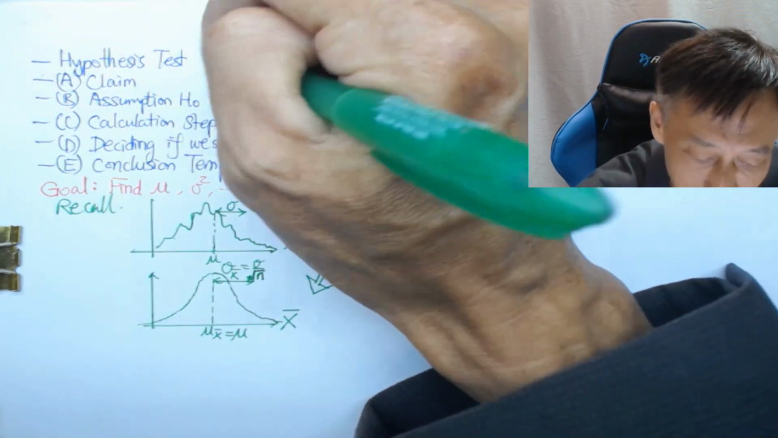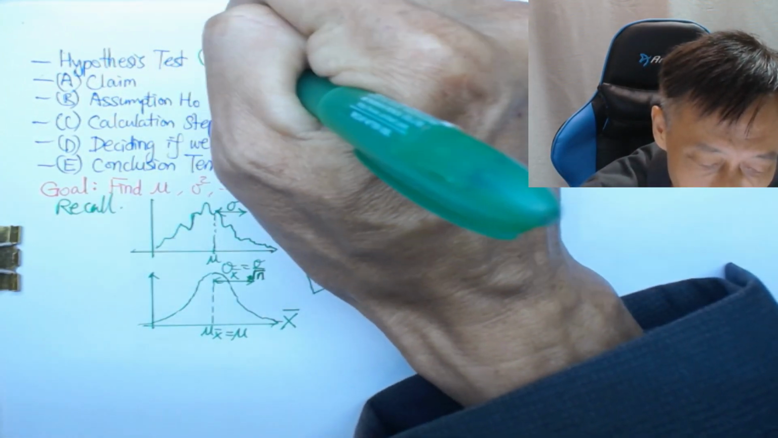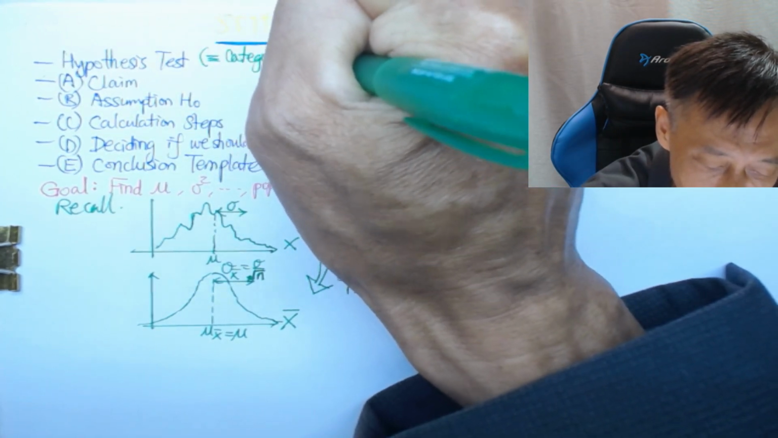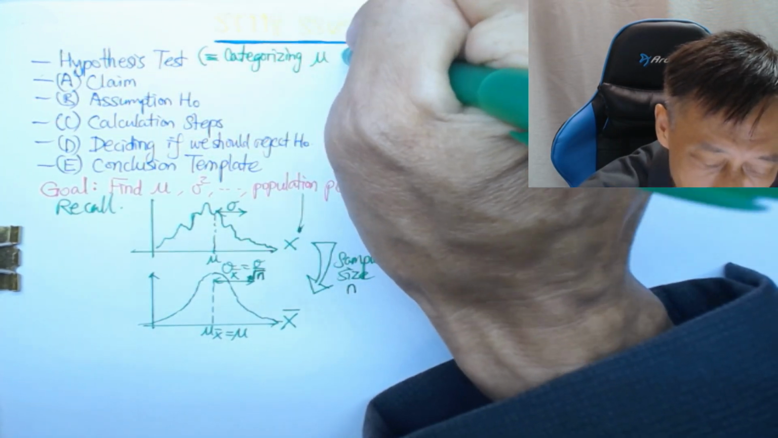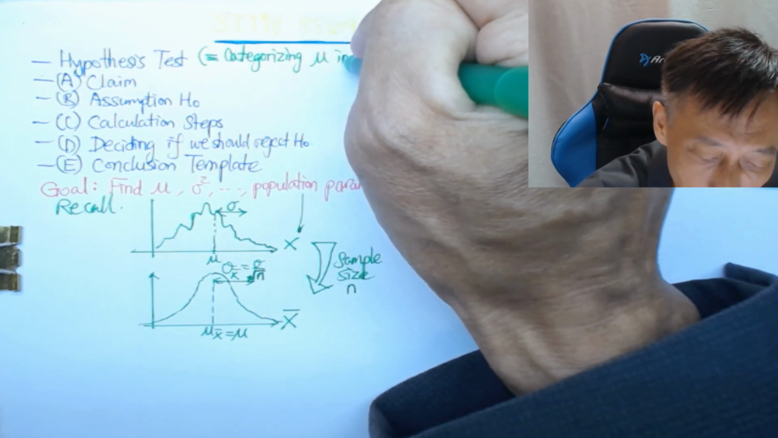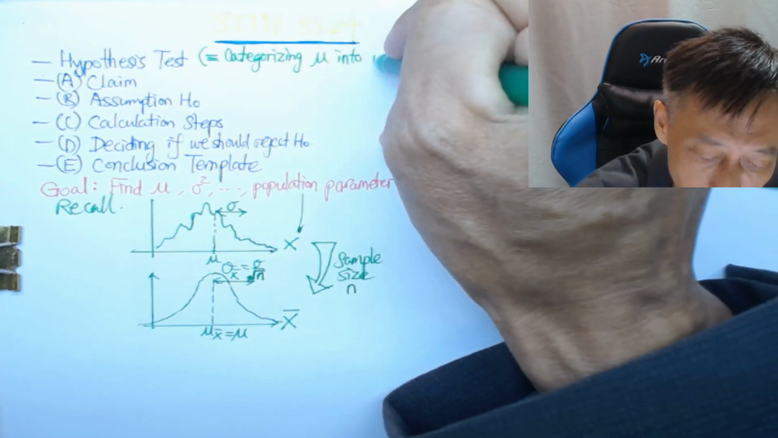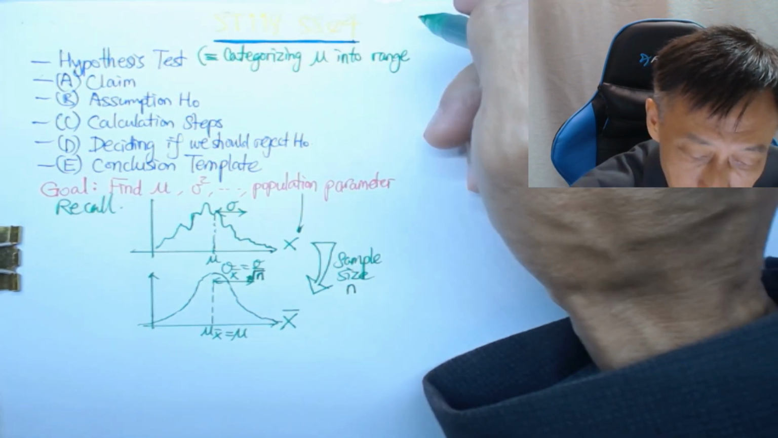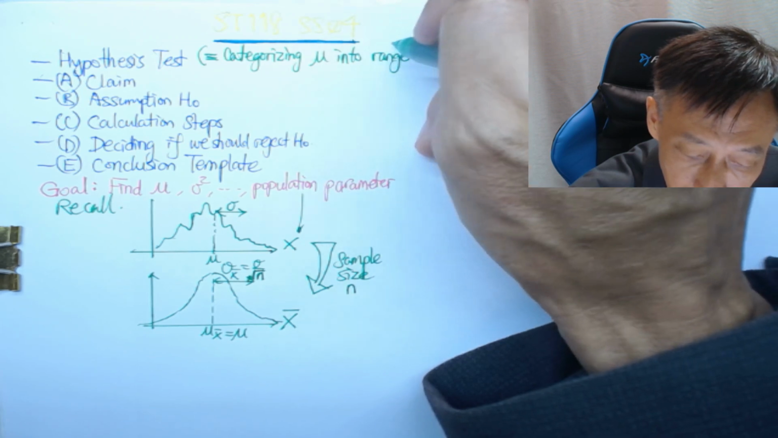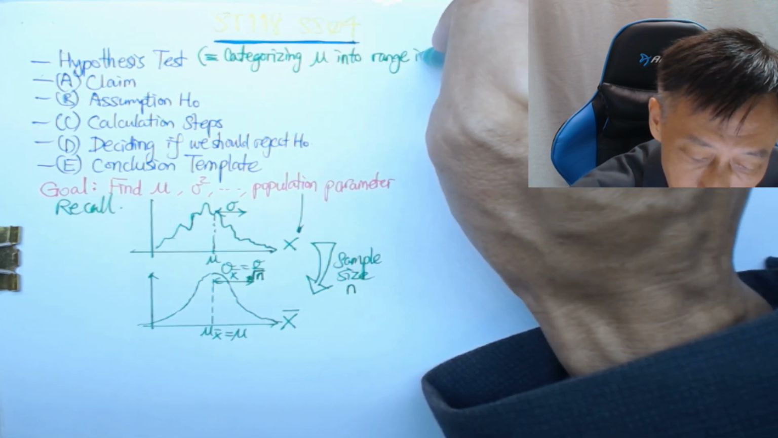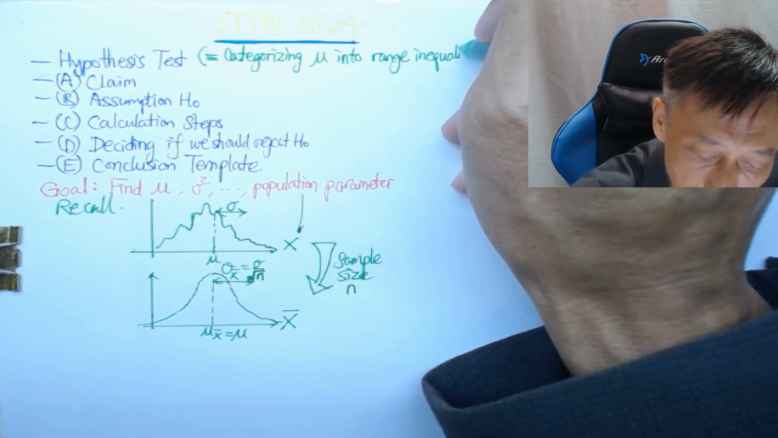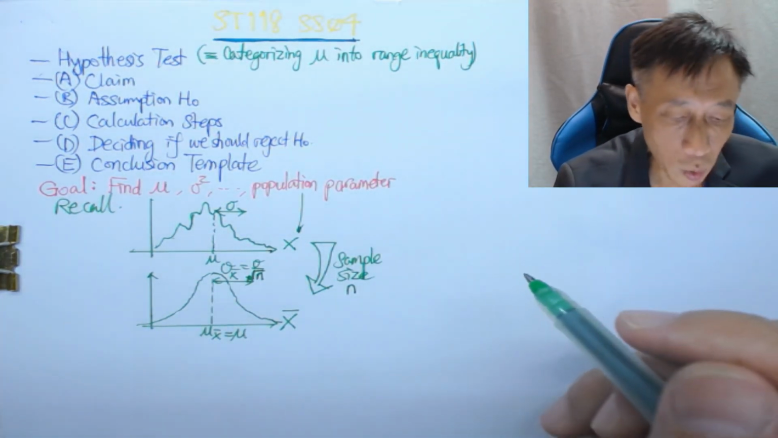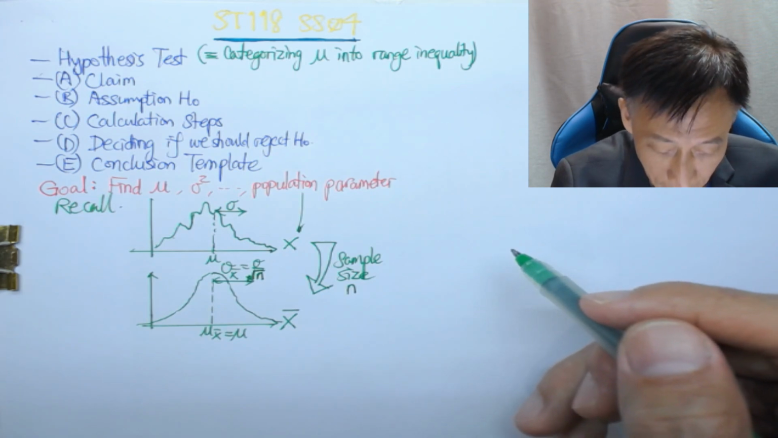So let's just put it there. Similar to categorizing mu into range intervals, governed by an inequality. Or for that matter, the inequality can be an equal sign.